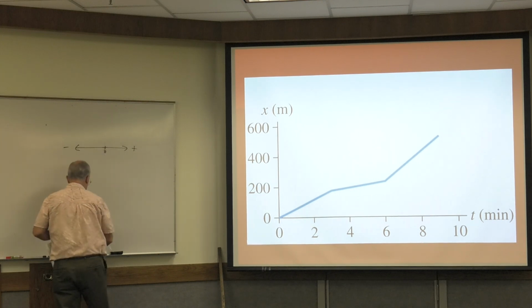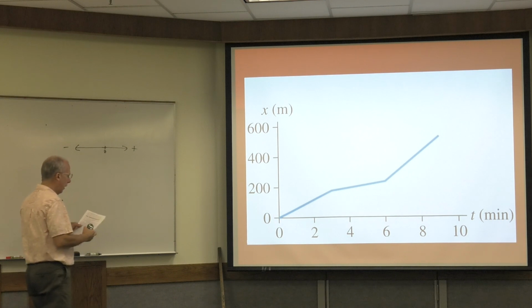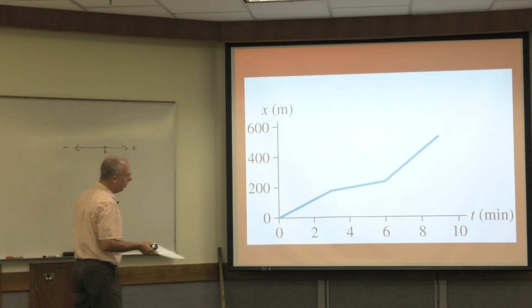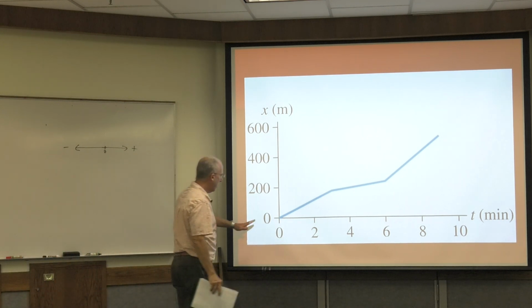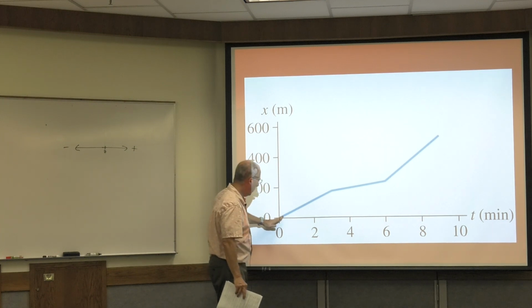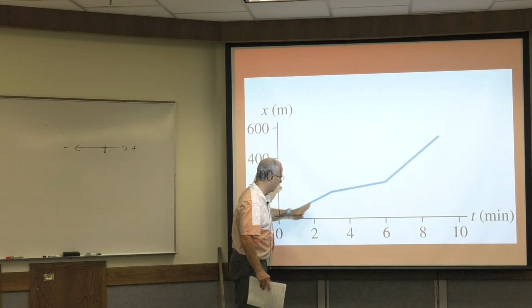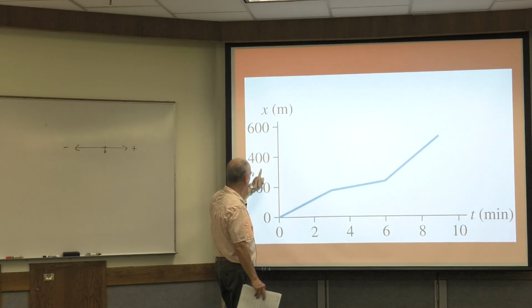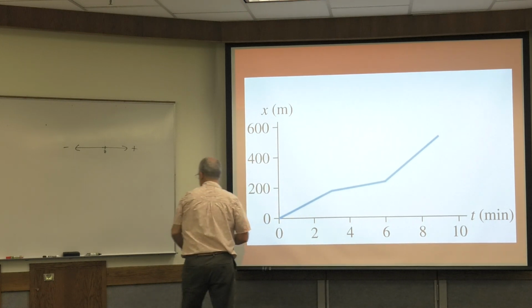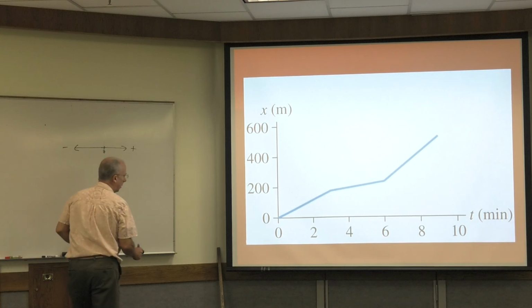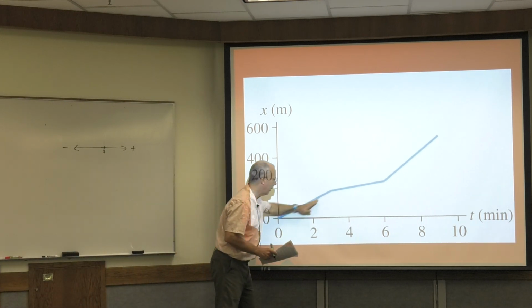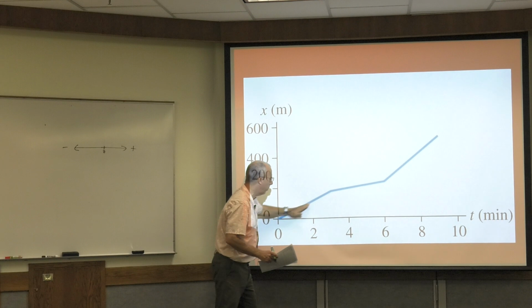That's the origin. Okay, so let's describe the motion. What's going on here? Well, let's see. This is a straight line. What's the slope of this line?